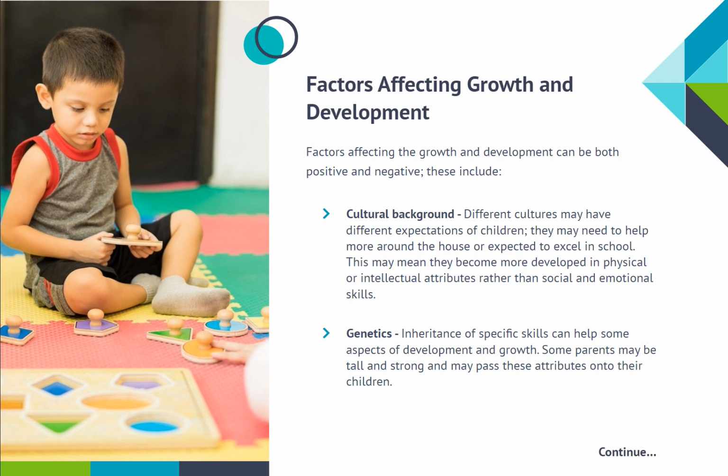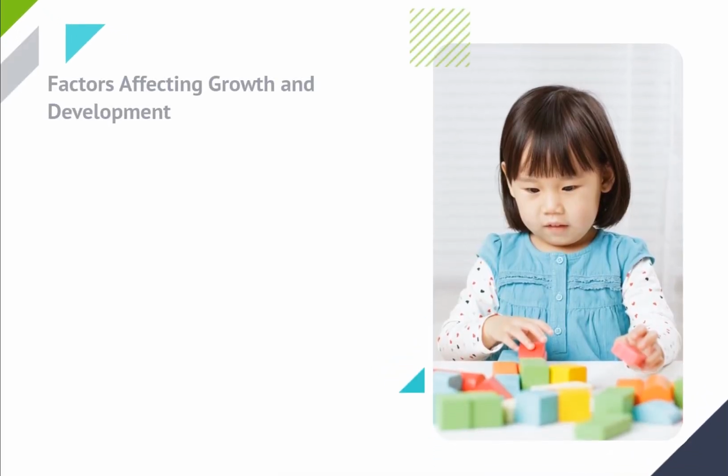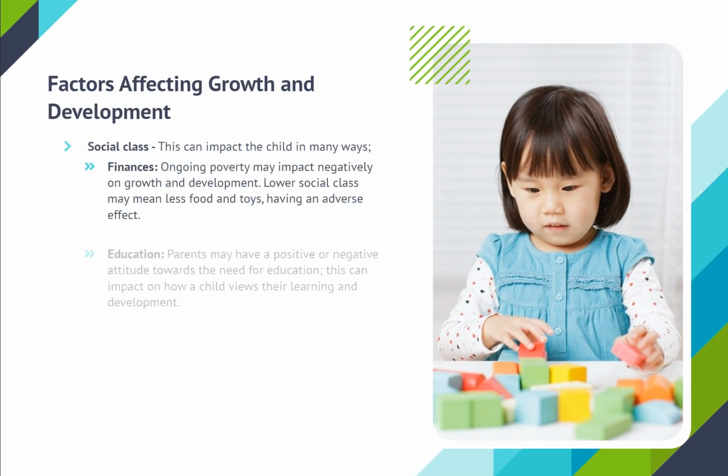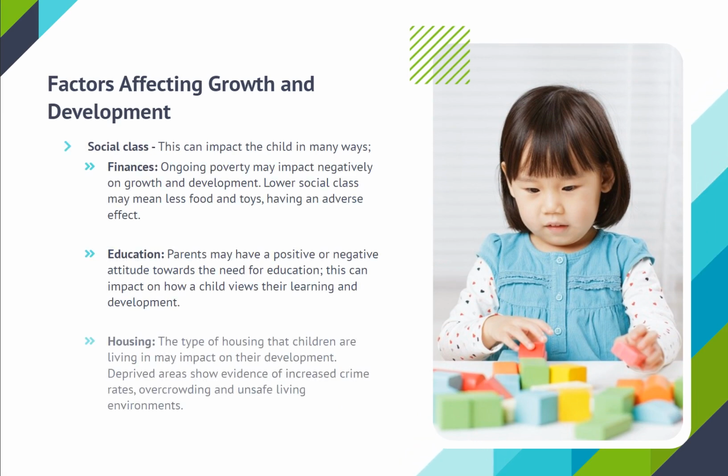Genetics. Inheritance of specific skills can help some aspects of development and growth. Some parents may be tall and strong and may pass these attributes on to their children. Social class. This can impact the child in many ways. Finances. Ongoing poverty may impact negatively on growth and development. Lower social class may mean less food and toys, having an adverse effect.